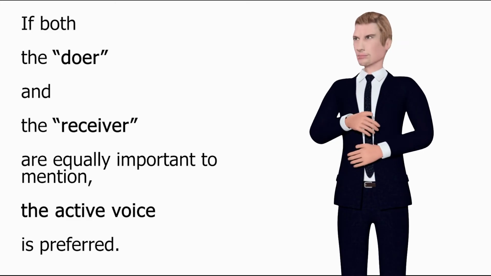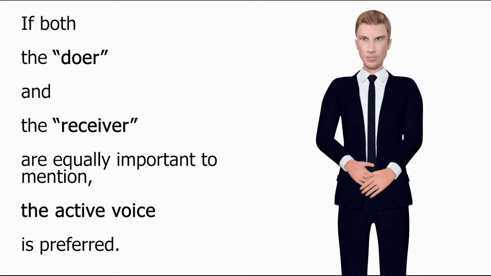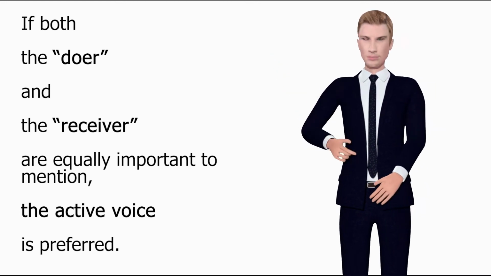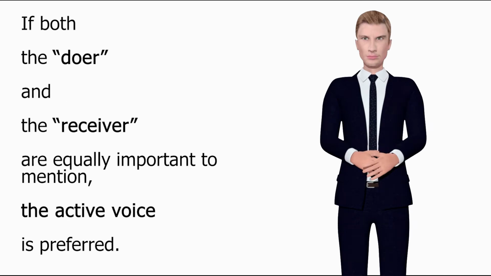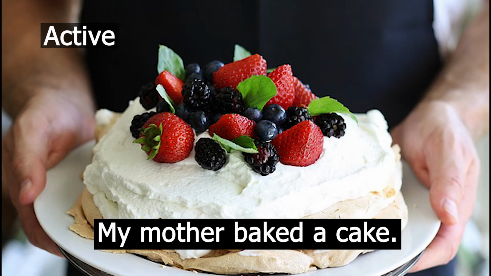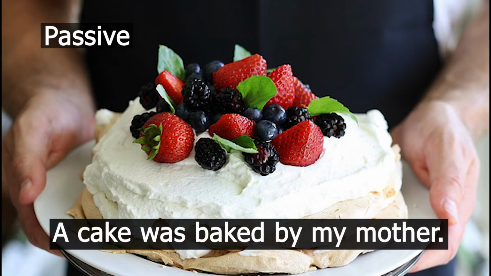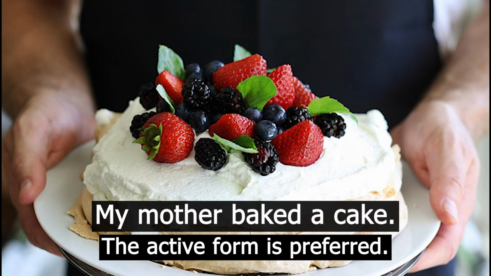If both the doer and the receiver are equally important to mention, the active voice is preferred. My mother baked a cake. A cake was baked by my mother. My mother baked a cake. The active form is preferred.